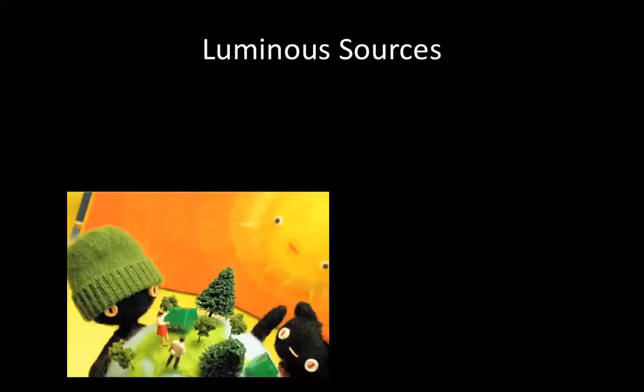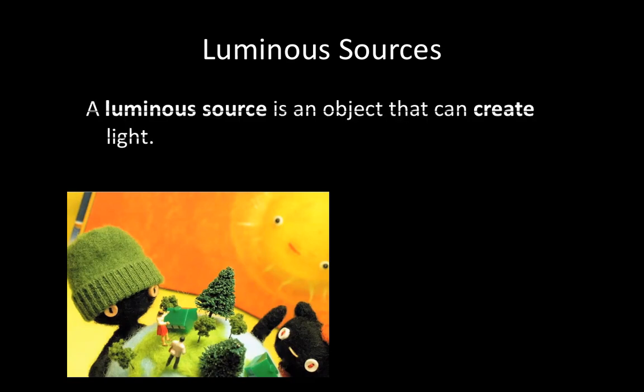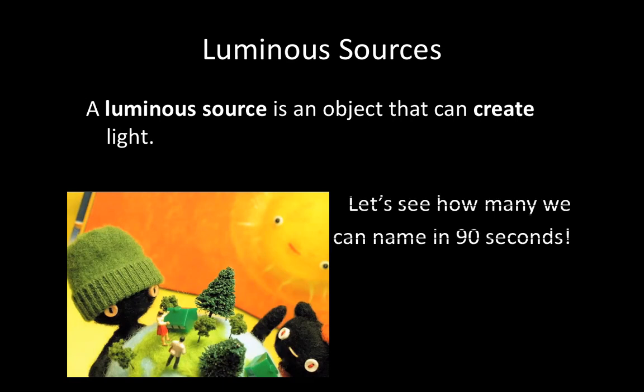Okay, so we all know what light is. We have it in our houses, we have it in school. Light can be divided into two types, luminous sources and non-luminous sources. A luminous source is an object that can create its own light.